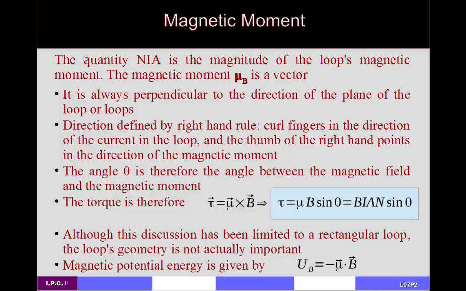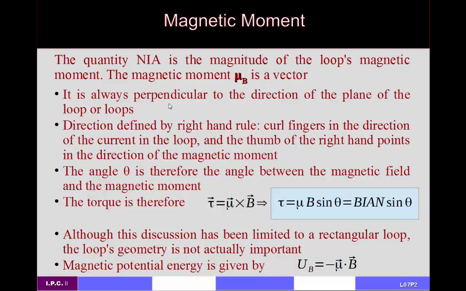This allows us to actually define a new term called the magnetic moment, which is a vector. The quantity NIA is the magnitude of the loop's magnetic moment. So this magnetic moment is basically the number of loops or turns within this coil of wire, times the current carried, times the area enclosed.